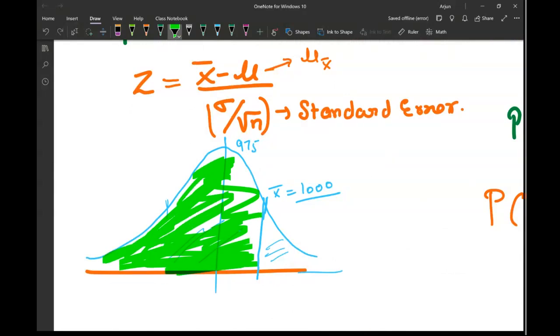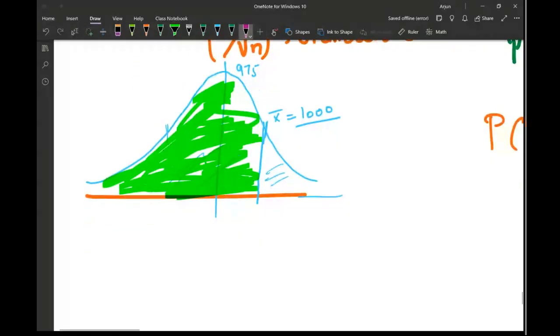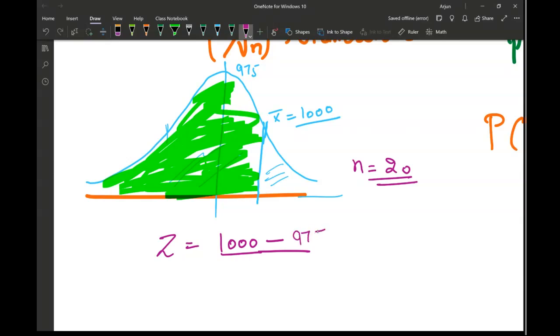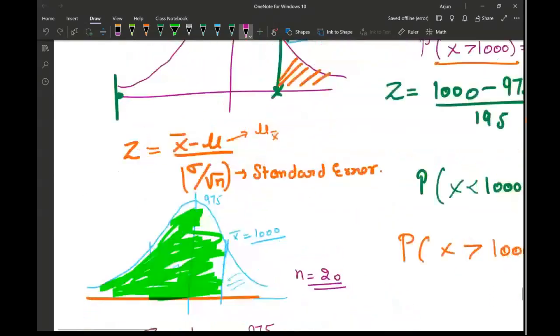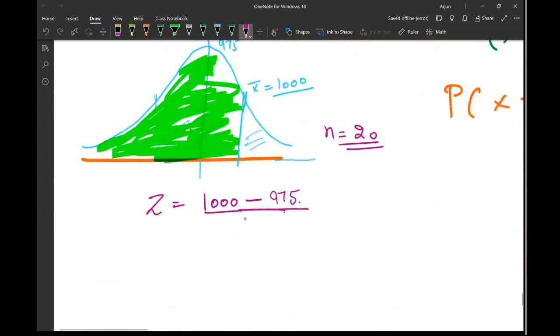Makes sense? Now I will write the other values: n equal to 20, and z equals x bar, which is 1000 in this case, minus the mean 975, divided by the standard deviation, which is given as 195, divided by the square root of n, the square root of 20.